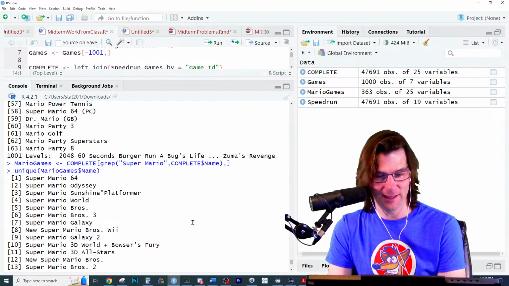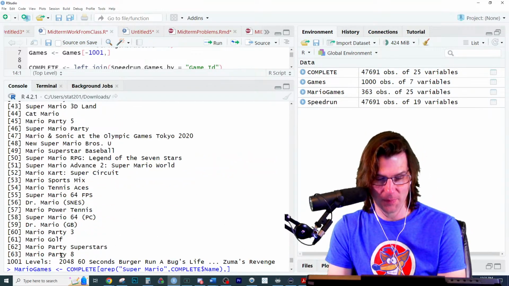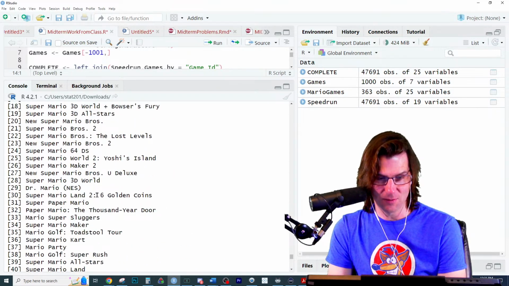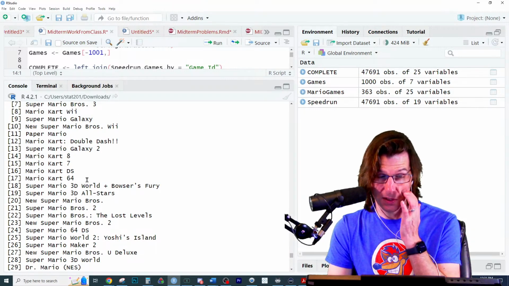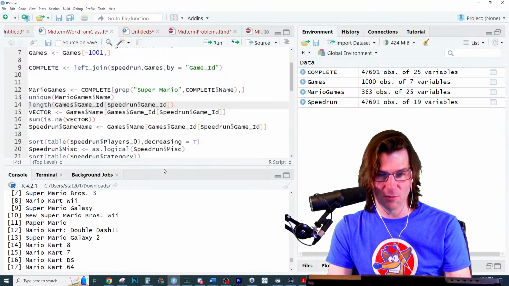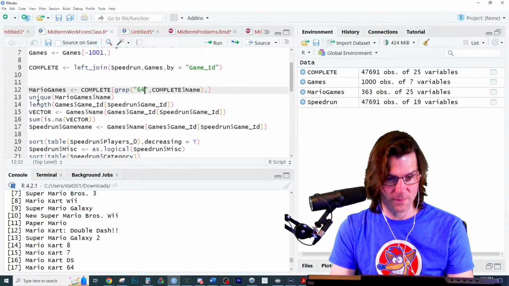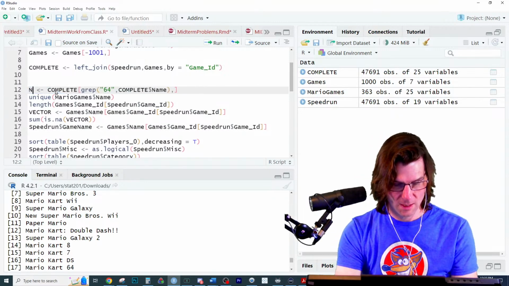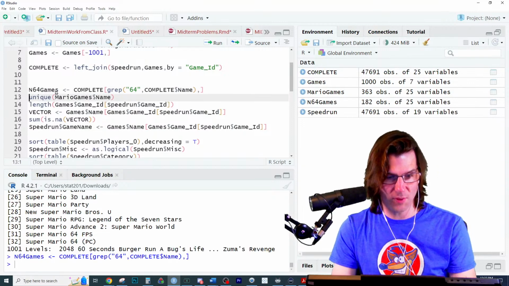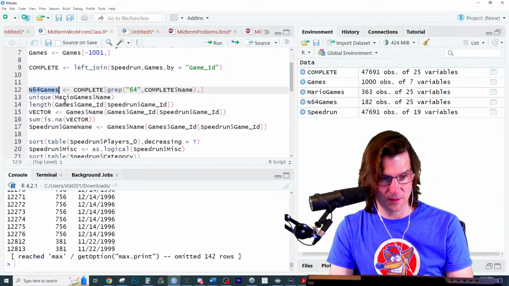It's funny, thinking I remember a lot of these games coming out. Mario Golf, such a good game. Is it Mario Golf 64? Is that not on here? Mario Kart 64. So we can find the games that have 64 in their title. A lot of those. So 64 games. And 64 games. Probably because they're right there.